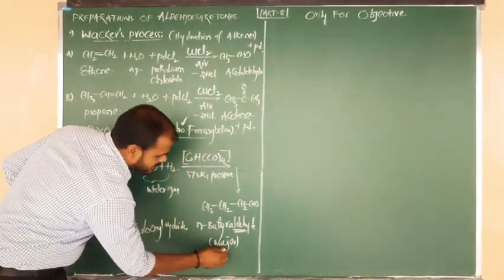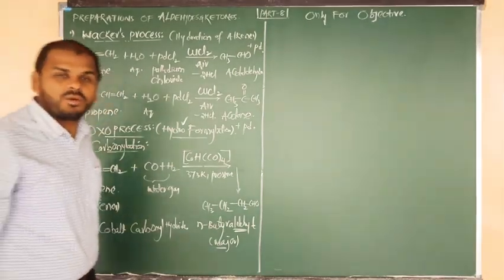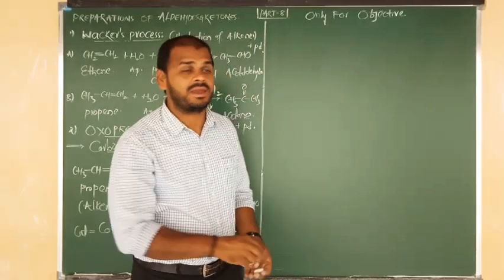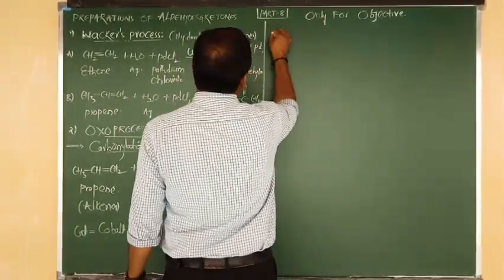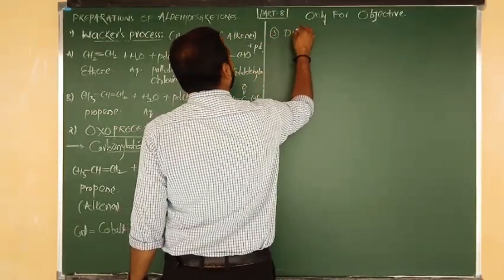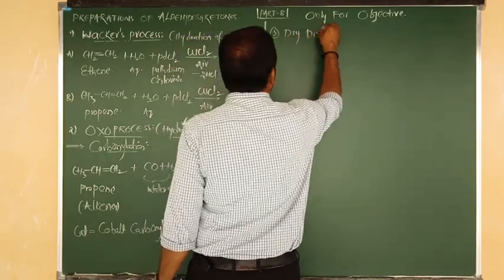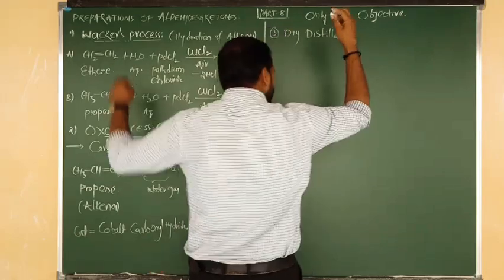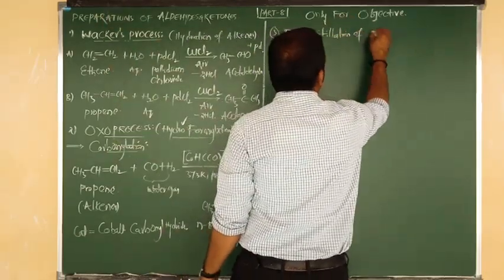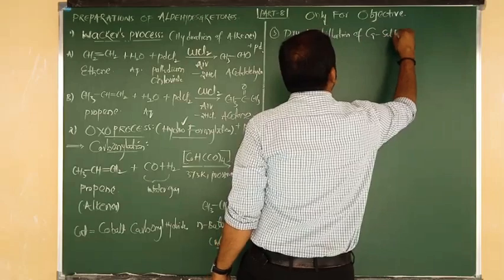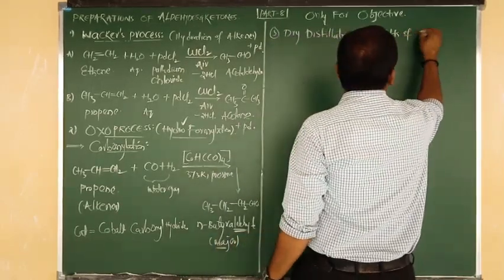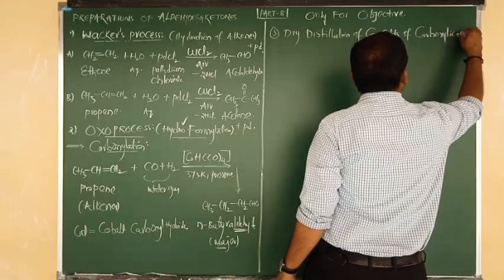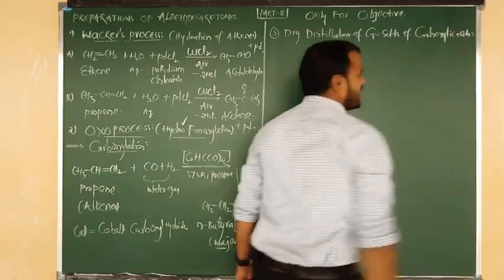Right. Next, we have studied two methods now. I am going to discuss the third method and fourth method. These two methods are very important. Let me first read the third method. Sir, what is the third method? Dry distillation of calcium salts of carboxylic acids.